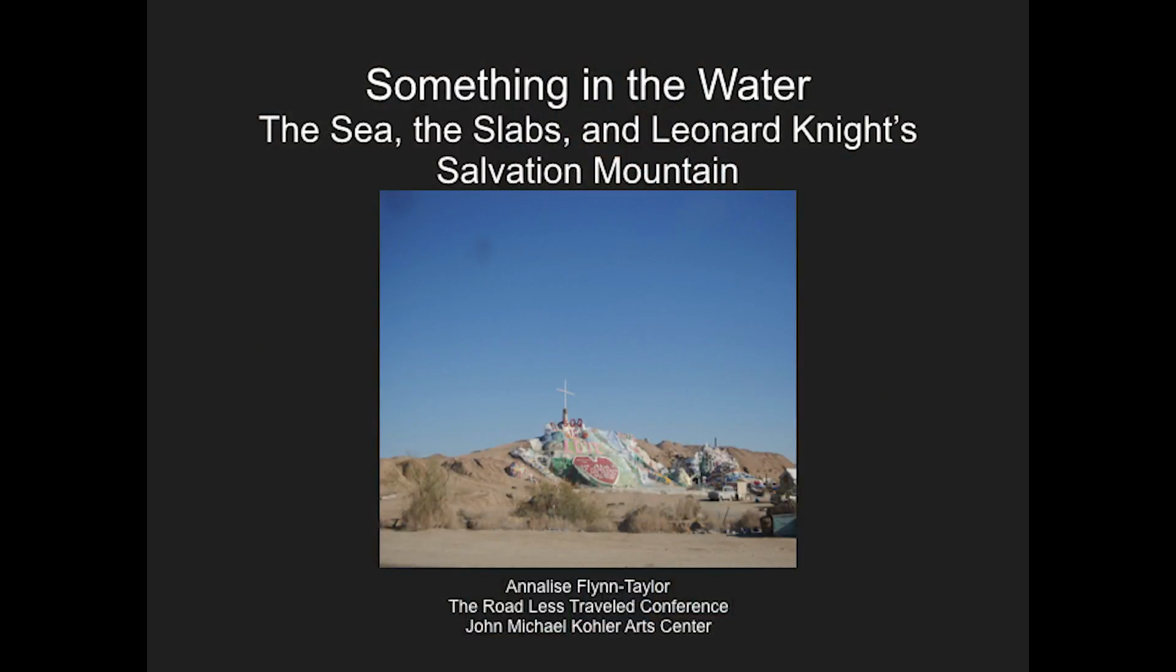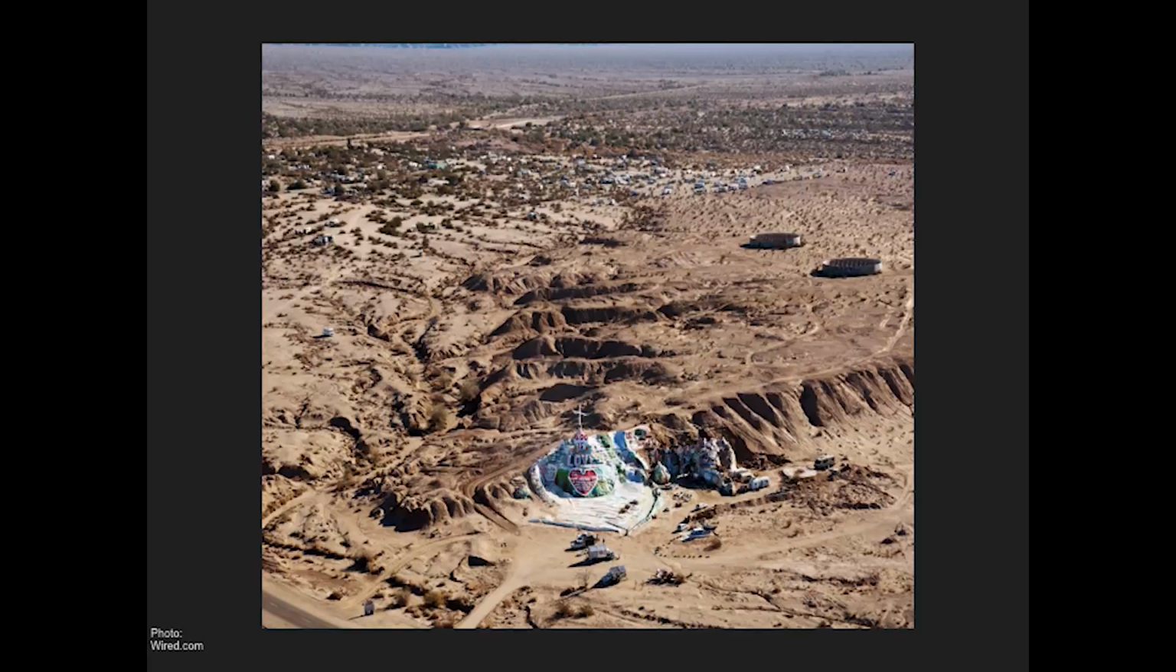This project, Something in the Water, the Sea, the Slabs, and Leonard Knight's Salvation Mountain, began with my personal belief in the mountain as miraculous, as the product of one man's faith and drive and obsession with a singular but powerful notion of universal love. Upon actually experiencing the site, and not just the site of Salvation Mountain, but the place as a whole, the landscape, the nearby towns, and the people, what I found was much more substantial than the exploration of one man's work in isolation. As an outsider in awe of this work, it was easy for me to make attributions to intangibles, to believe there was something in Leonard's water.